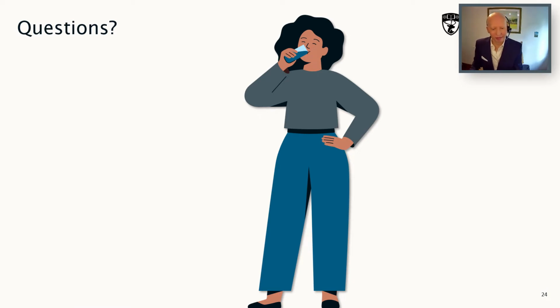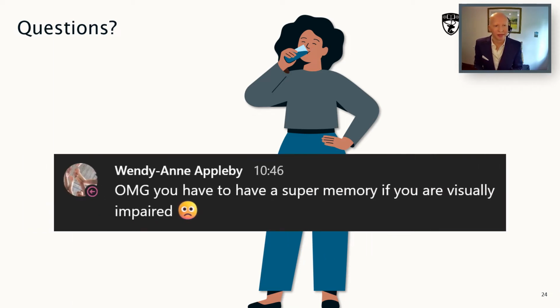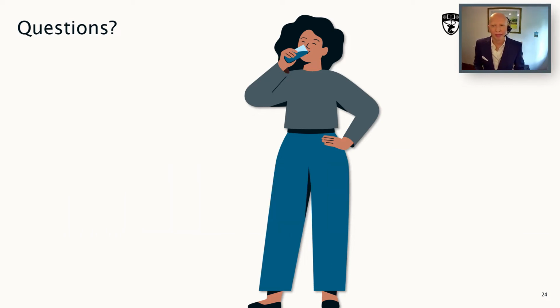No actual questions, Matt, but just an observation from Wendy Ann, which says you have to have a super memory if you're visually impaired. And I'll say yes, which is why we put headers there, just so that we help them out, because my memory would have forgotten by the time I got down to the fourth cell there. So definitely. That's why. But I don't know whether there are any other questions on Word.